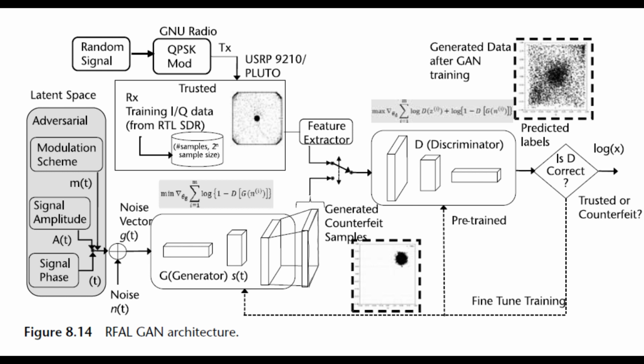Step 9. Prediction and verification. Print: Step 9. The discriminator outputs predicted labels for the generated data. Print: The predicted labels help verify if the data is trusted or counterfeit. Run the explanation function: explain_RFAL_GAN_architecture. This script provides a step-by-step explanation of the RFAL GAN architecture, aligning with the diagram provided. Each print statement corresponds to a specific part of the architecture, ensuring a comprehensive understanding.